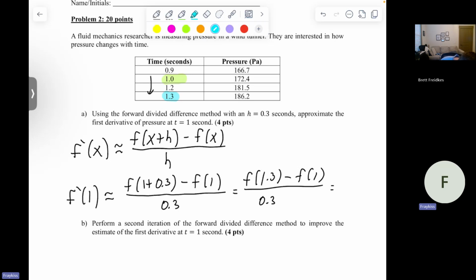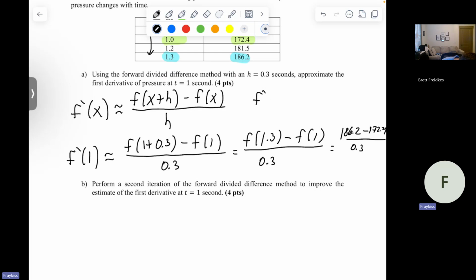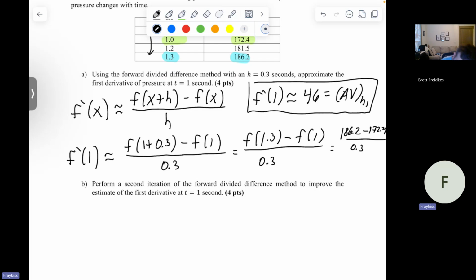F of 1.3, if we go to the table, is 186.2. And then f of 1 that is given is 172.4 divided by 0.3. We end up with our approximation for our derivative to be 46. And I'll write this as an approximate value for h1. And we'll see why I'm doing that now. But that is our answer for part A.